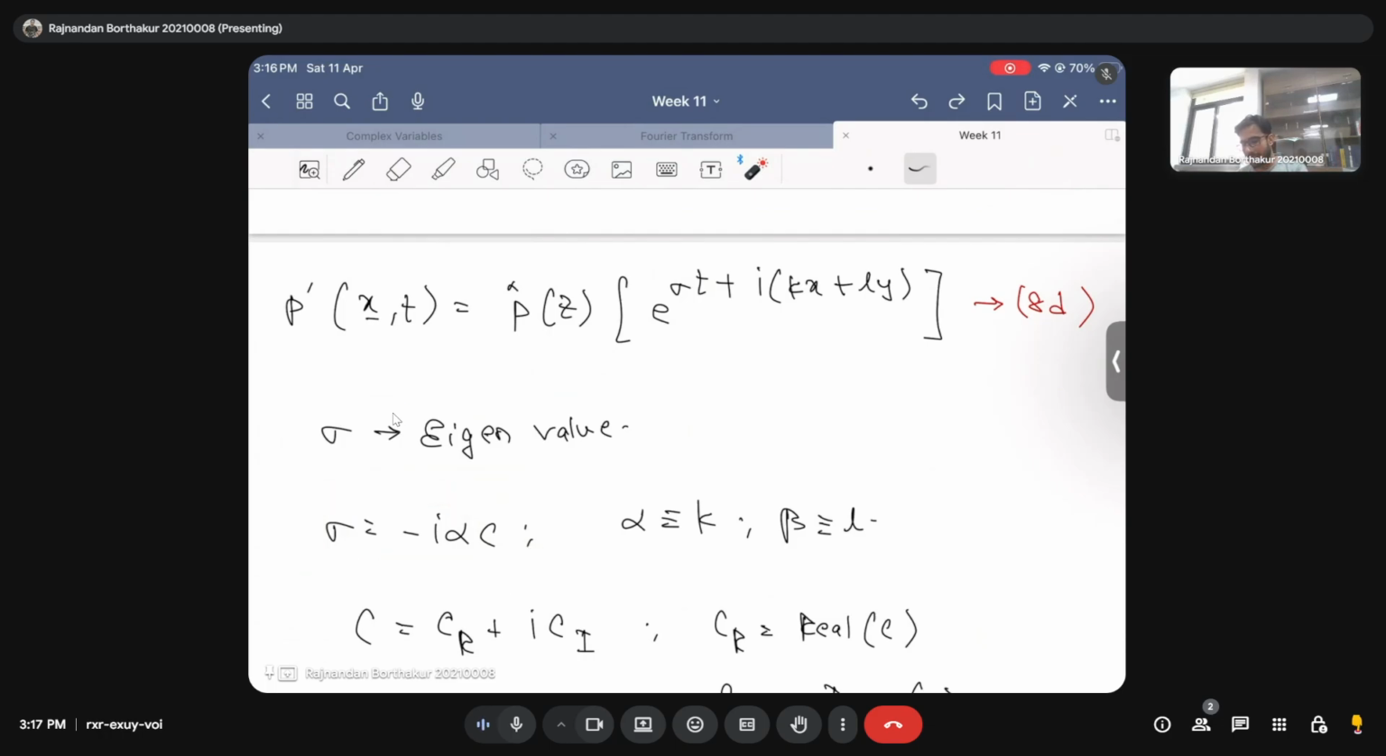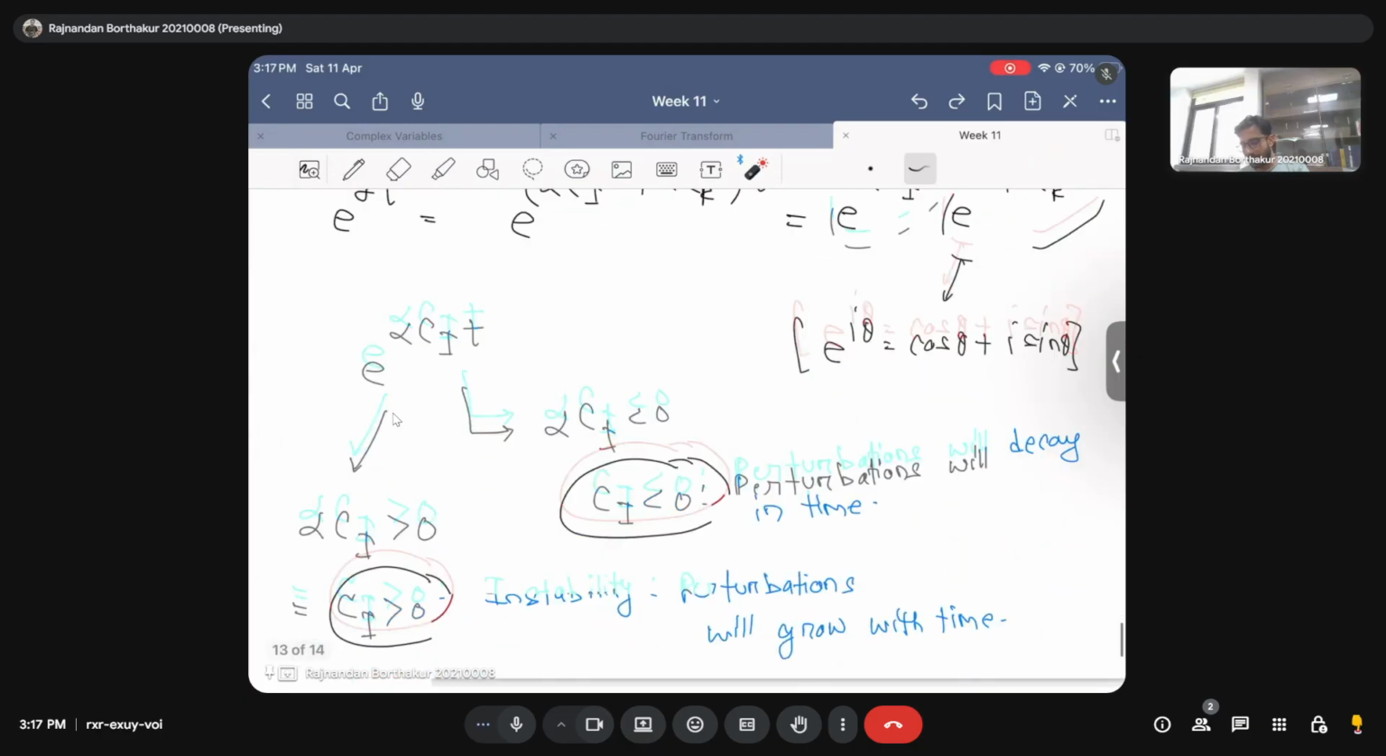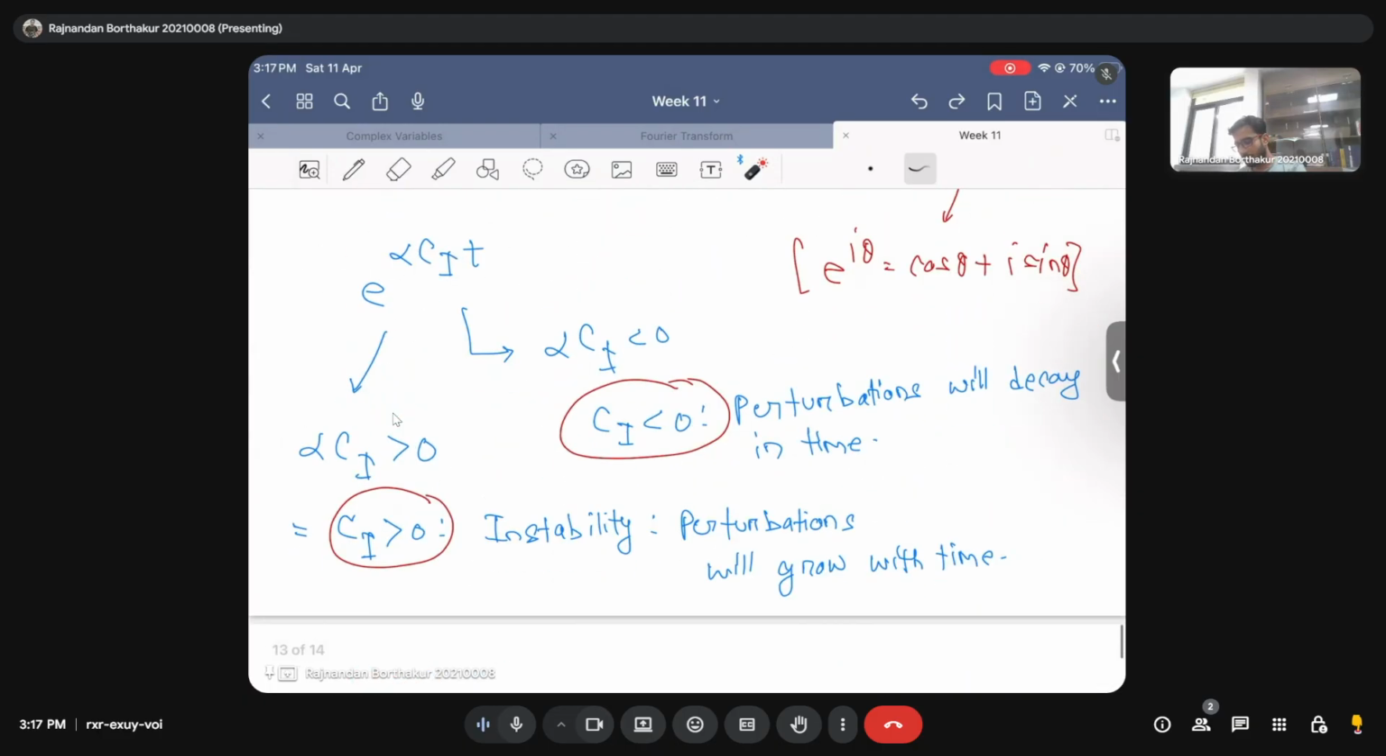Okay, and we say that the wave number k, we represent it as alpha, and the wave number l, that is the wave number in the y direction, we represent it as beta. And then we argued that for instabilities, this is something that governs whether the perturbations grow or decay with time. The condition for instability is that this factor i alpha times ci has to be greater than 0, and that's obvious because then only this term will increase exponentially, which means that the perturbations will grow exponentially.